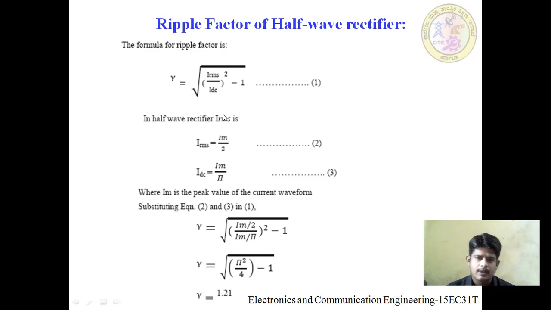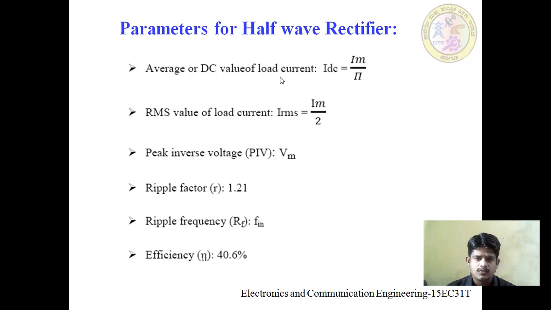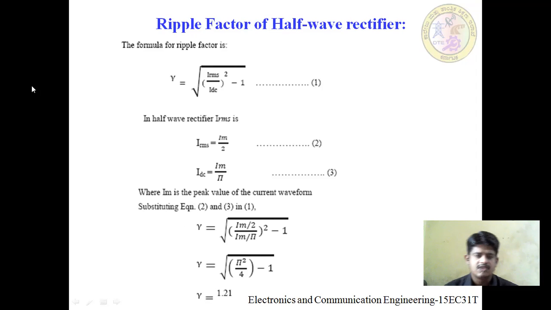Just now we have discussed these. Even if you want, we can go back to that screen and see it again. So for IRMS, this is Im by 2, and for IDC it is Im by pi. These equations are very much essential to find out the value of the ripple factor. Coming to this derivation, the formula for ripple factor is gamma equal to square root of (IRMS divided by IDC) whole square minus 1. We need to substitute the values of IRMS and IDC of a half wave rectifier.